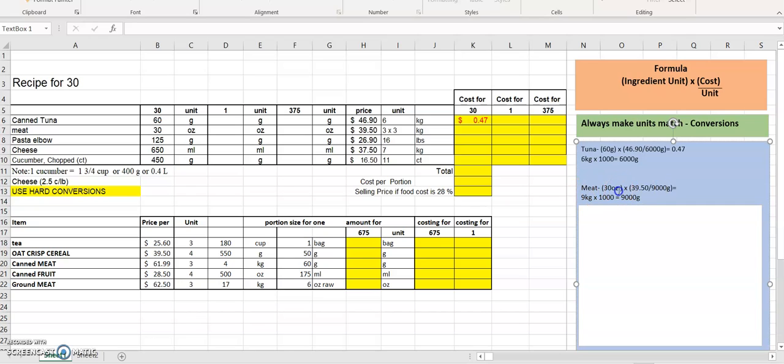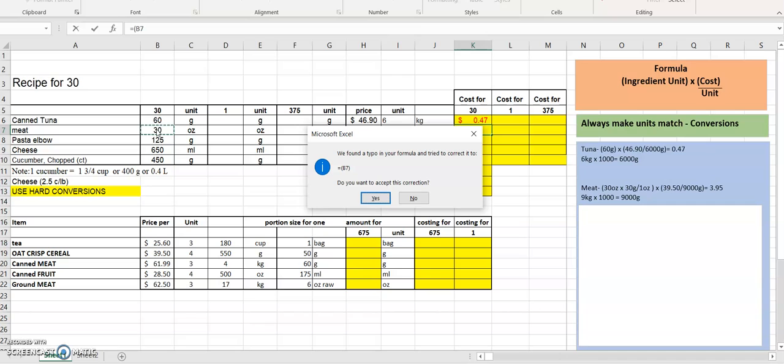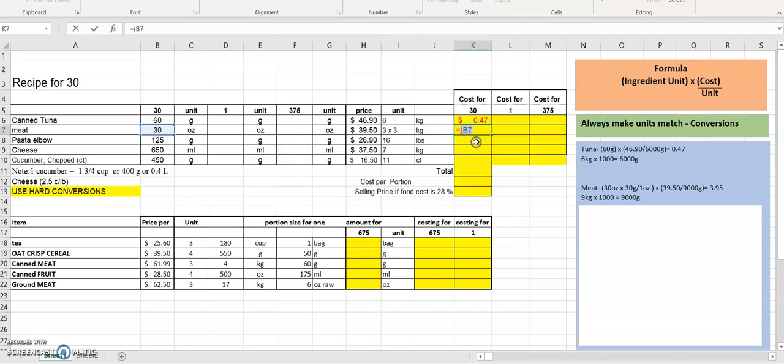And now we can convert our 30 ounces to grams. We know that 30 grams is in 1 ounce, so we multiply 30 grams per 1 ounce. And then there's our formula, and our total is $3.95. We could put that in here. It's going to be equal, open bracket, 30 multiplied by 30, because we know that 30 grams is in 1 ounce, multiplied by our price, and divided by 9,000 grams as we converted that.